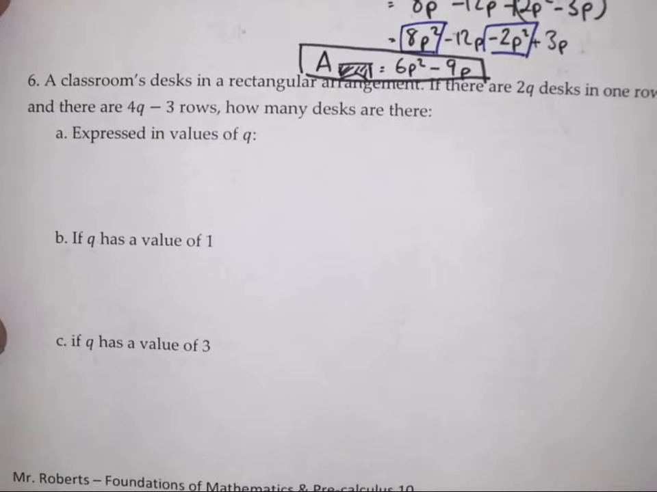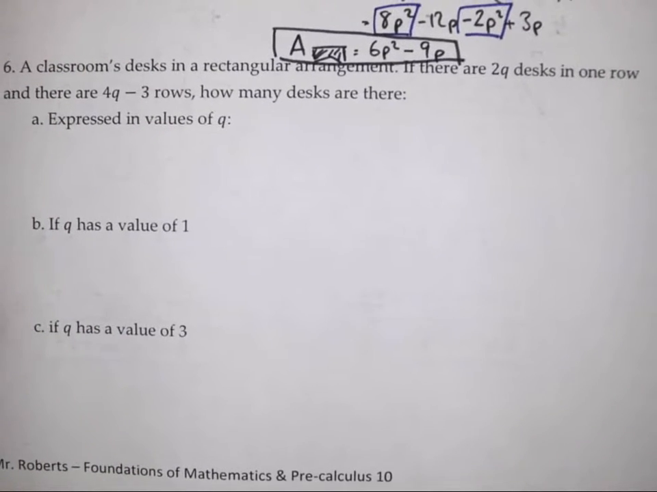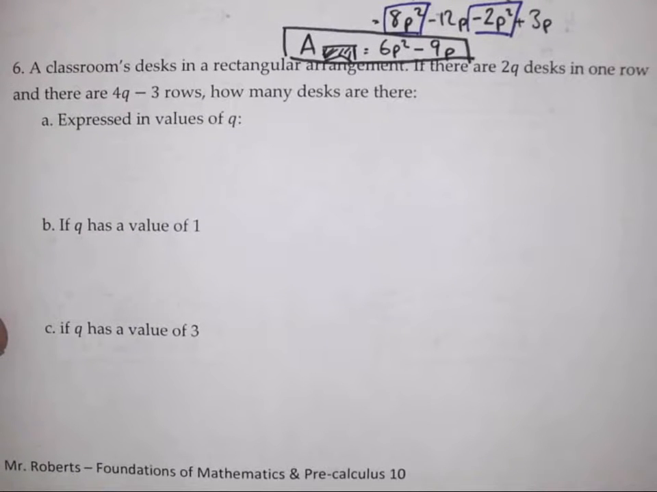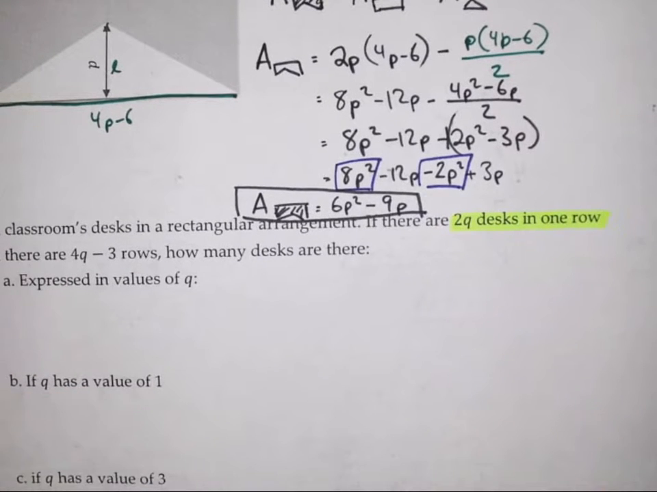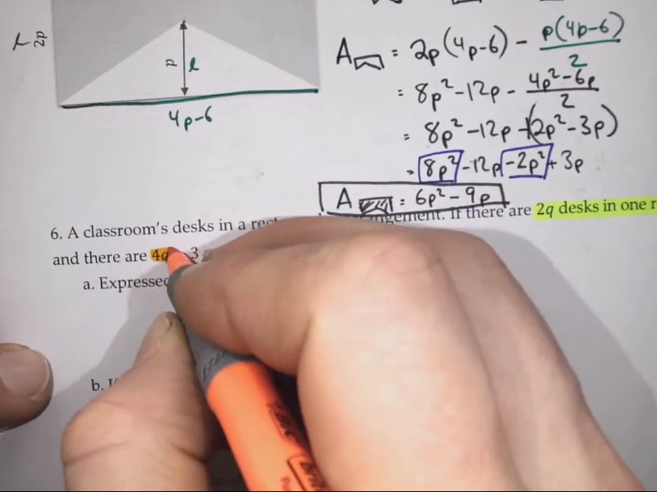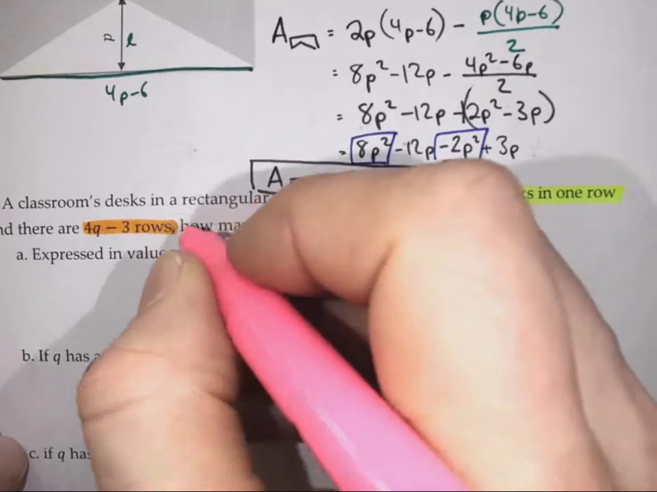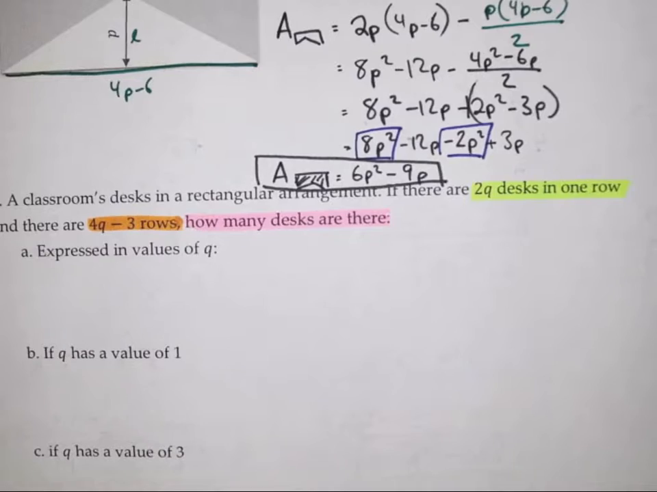All right. So a classroom's desks are in a rectangular arrangement. There are 2Q desks in a row, and there are 4Q minus 3 rows. How many desks are there? I'm going to highlight some key ideas here. So there's 2Q desks in one row. And I recommend you use highlighters when you start to parse out a word problem, and there are 4Q minus 3 rows. And it's always good to highlight the question too, but maybe the question is obvious in this case. How many questions can you really ask? How many desks are there? Probably knew that was a question before you read that part.